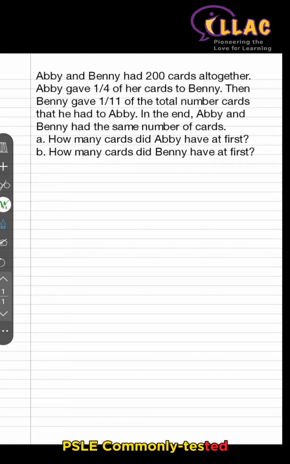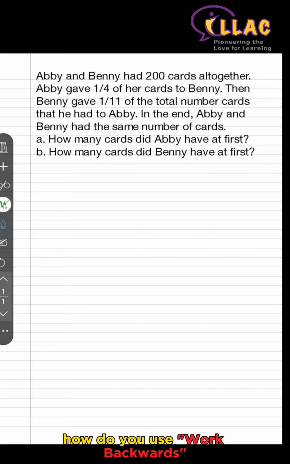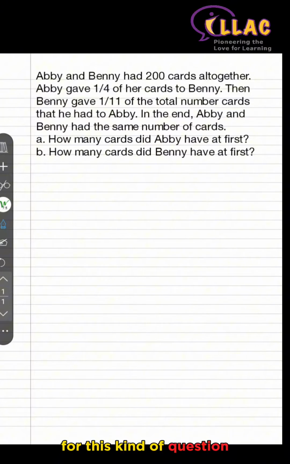PSLE commonly tested heuristics part 3. Okay, this is work backwards. How do you use work backwards for this kind of questions? Okay, how do you spot it in the first place?